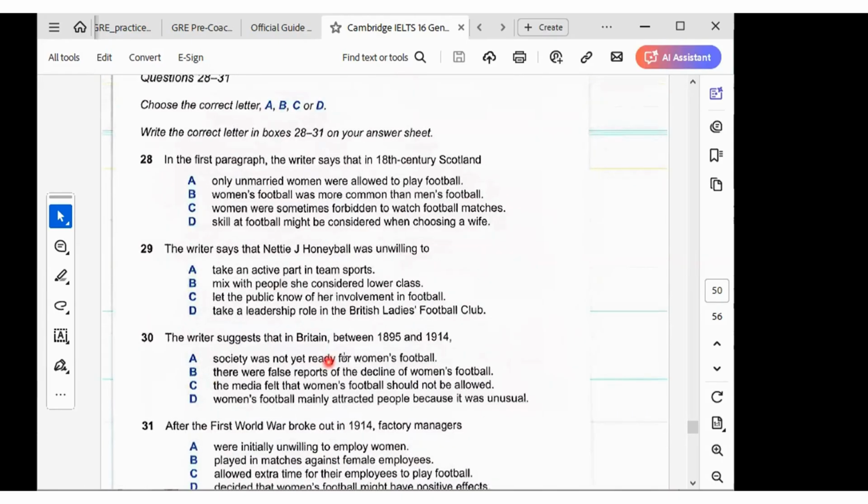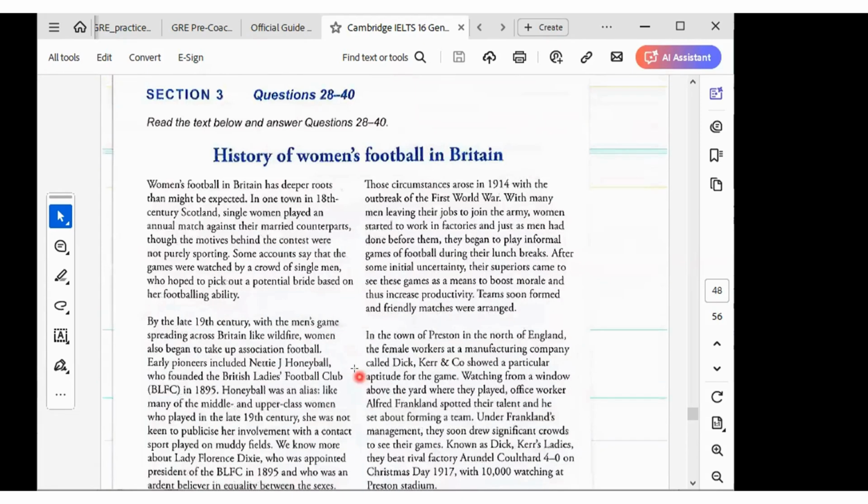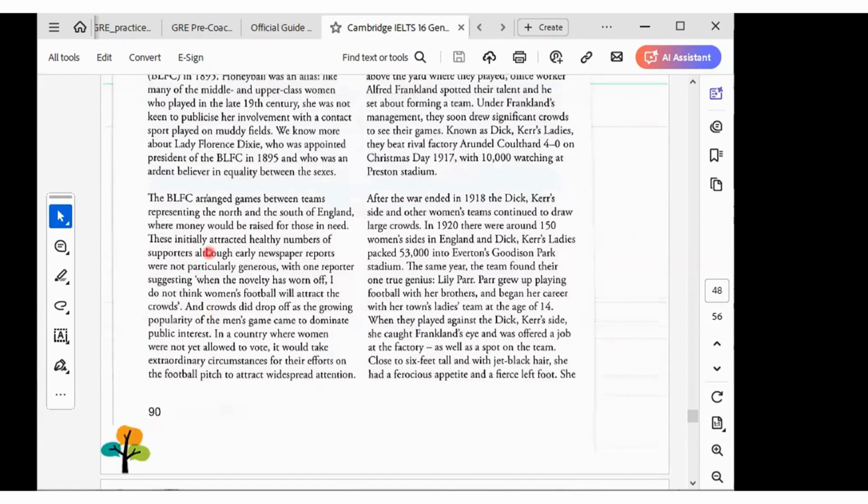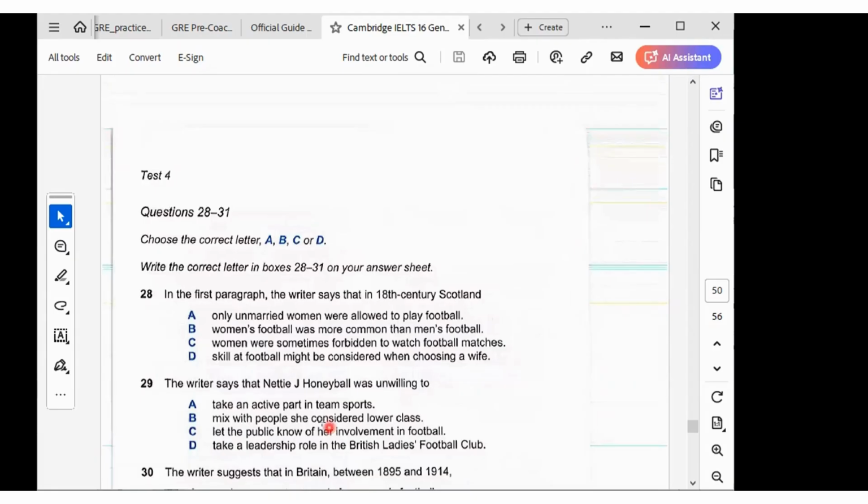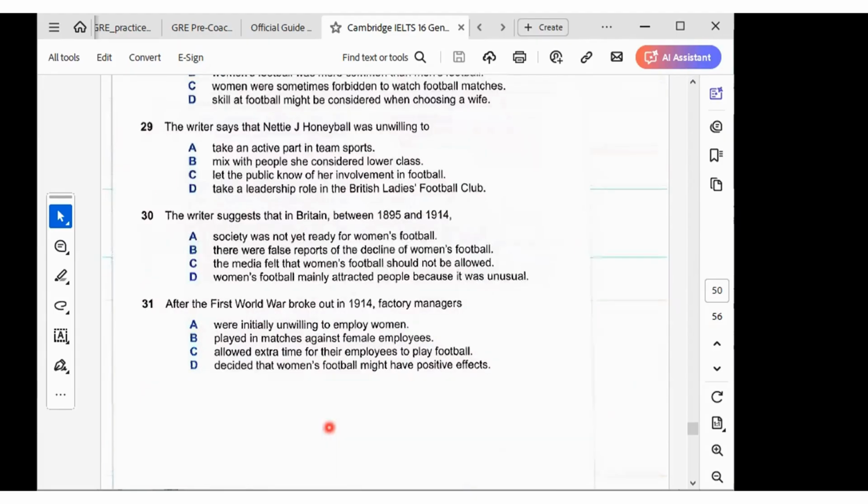Society was not yet ready. I think A is... I'm going to pick A. The society was not yet ready for women's football. From this part here, the society was not yet ready. In a country where women were not allowed to vote, it will take extraordinary circumstances for their efforts. So the answer is going to be A. Number 30 is going to be A.